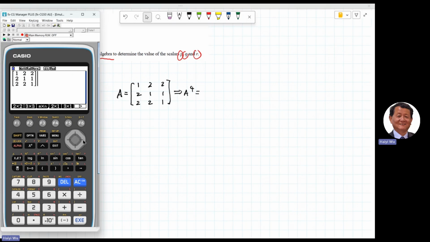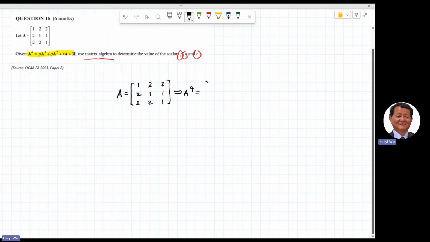Now I'm going to move the cursor to the right. I'm going to make A to the power of 4, which is easy. I put the index, which is 4, and press execute. That gives us a pretty big result: 177, 176, 144, 144, 145, 120, 176, 176 again, and 145. So that's A to the power 4.